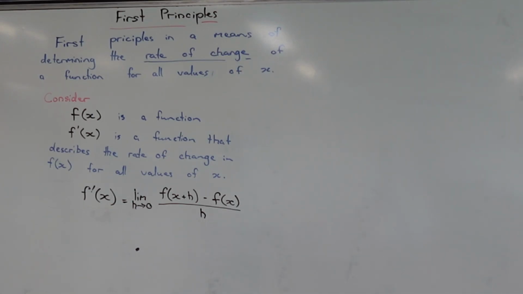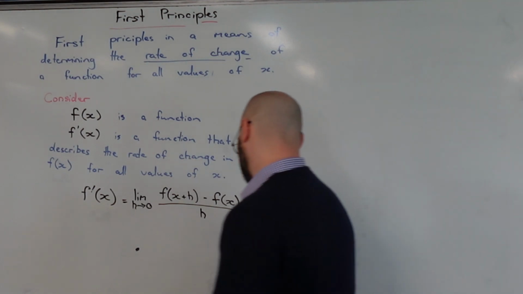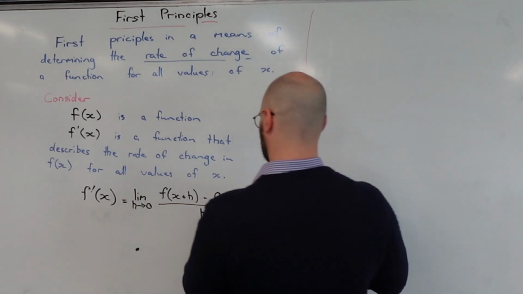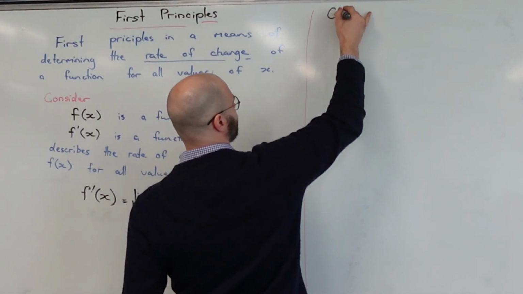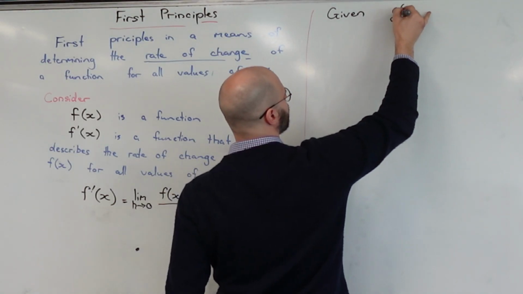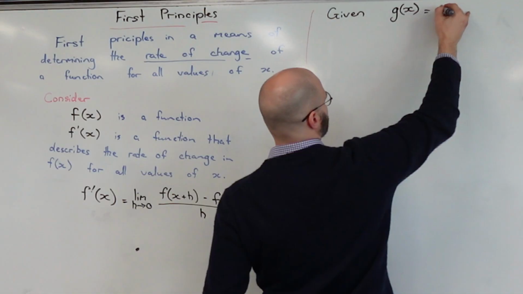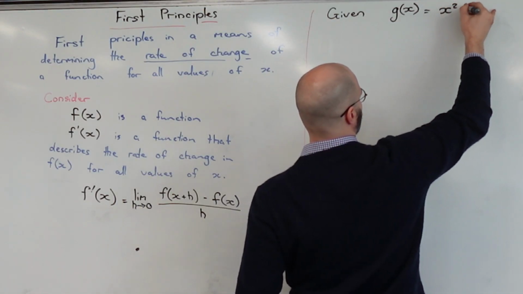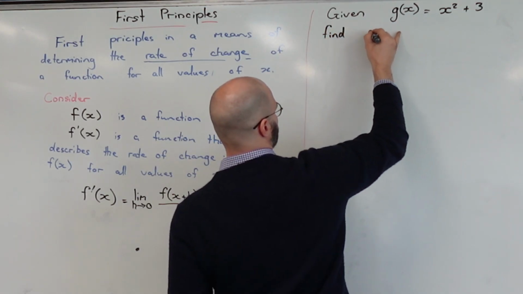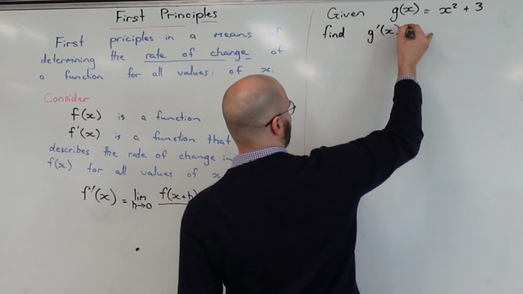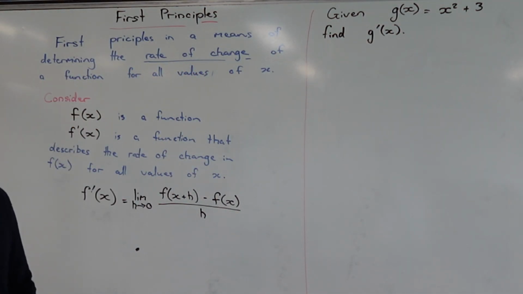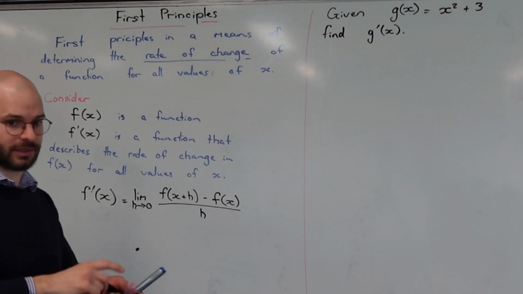Okay, so let's jump into an example and show you how this is actually applied. Given g of x equals x squared plus 3, find g dash of x. What's g dash of x again? What does it describe? The rate of change of g of x for x values. Yeah, excellent.